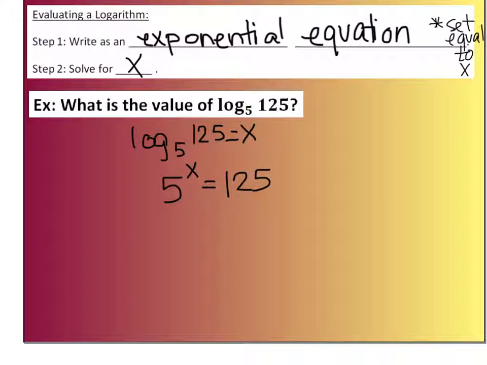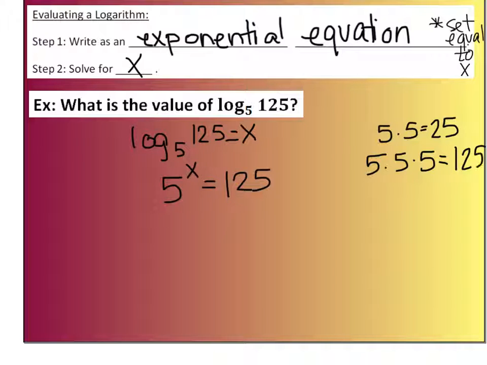So now the question is, 5 times itself, how many times is equal to 125? Well, we know that 5 times 5 is equal to 25, and that's not enough. So if I go 5 times 5 times 5, go ahead and do that, and you get 125. So there are 3 5s here, which means x is equal to 3. So sometimes solving these, you'll be using guess and check to figure out what's the exponent that it would equal to.